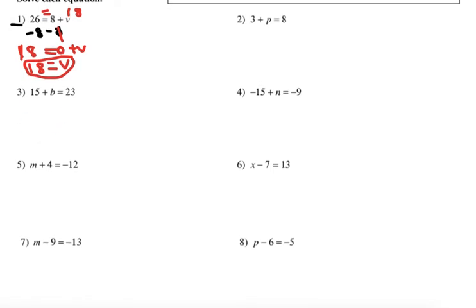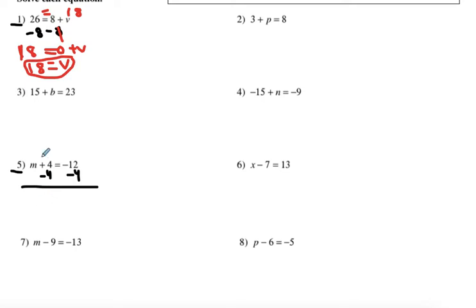The next one I wanted to do was number 5 here. Looking at number 5, our goal is to try to find the values for m that will make a true statement when we plug it in. We do that by isolating the variable. So this is another one of those cases where you got m plus 4. So you got an addition. So the way you undo addition is with subtraction. And if you're going to subtract 4 on the left, you got to subtract 4 on the right.